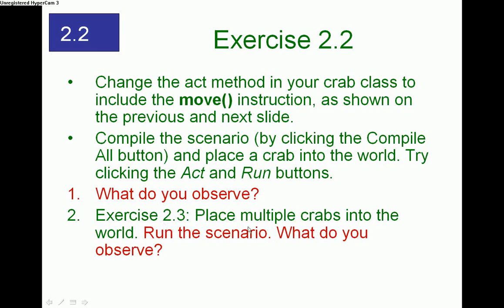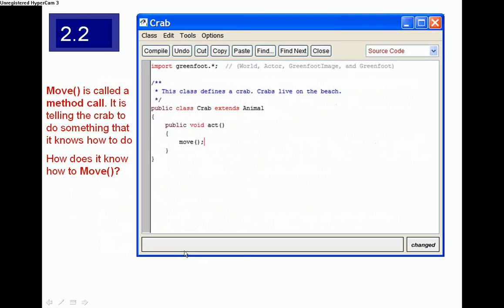Alright, so what do you observe? Place multiple crabs. What do you observe? Alright, take a look. Move is called a method call. Okay, you're familiar with this. It is telling the crab to do something that it knows how to do. Crab already knows how to move, and you're just simply calling on the method. Notice that whenever you're telling an object to do something, when you're giving it a command, it always ends in a semicolon. That just basically means, hey, do that, please.